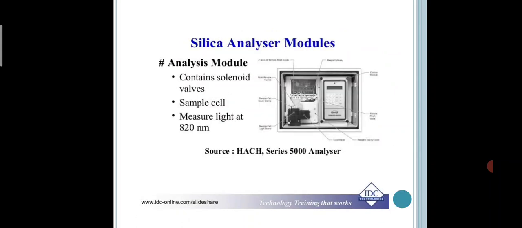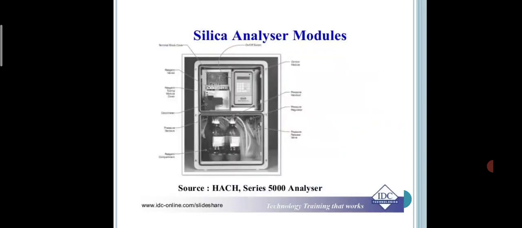The silica analyzer modules. The analyzer module contains solenoid valves, sample cells and measures light at 820 nanometers. This is the silica analyzer module. This is a control module, and both of them are called the silica analyzer module. It also contains the solenoid valve, sample cell and measuring light at 820 nanometers. You see that this is a control module, this is the reagents and this is the reactors.